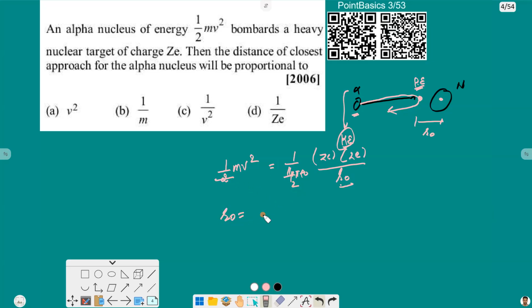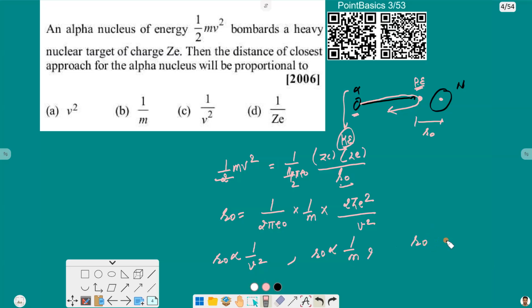this gets cancelled, so that will be basically 1 by 2 pi epsilon naught into 1 by m into 2Ze square divided by v square. So now in terms of velocity, r naught is proportional to 1 by v square. In terms of mass, r naught is proportional to 1 by m. In terms of charge, r naught is proportional to Ze square.